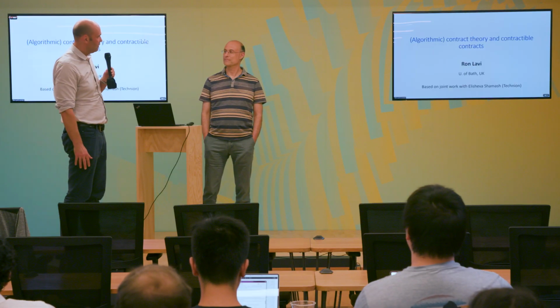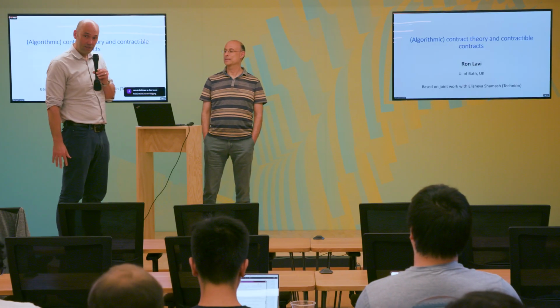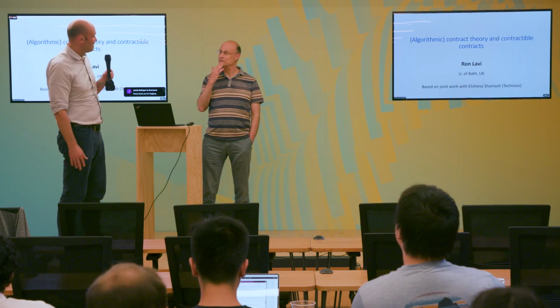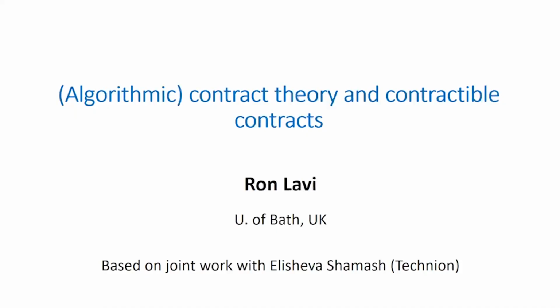And you see lately, one thing that's really blown up over the last few years is contract theory, not so much contracts directly in the sense of smart contracts in the blockchain world, but in the sense of microeconomics. And Ron's been doing some really nice work there. So he's going to tell us about contract theory, both in the traditional sense and also maybe connections to blockchain contracts. So, Ron. The talk will be mostly based on a joint work with Elisheva Shamash from Technion.